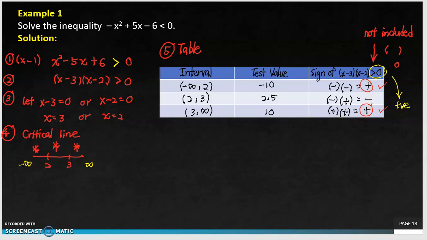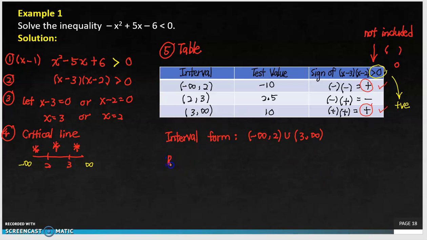So the answer will be, let's say, next we go to the answer. So in interval notation, or interval form, the answer will be the first interval and the third interval, which is from negative infinity until 2, and the third interval we will put union from 3 to infinity.